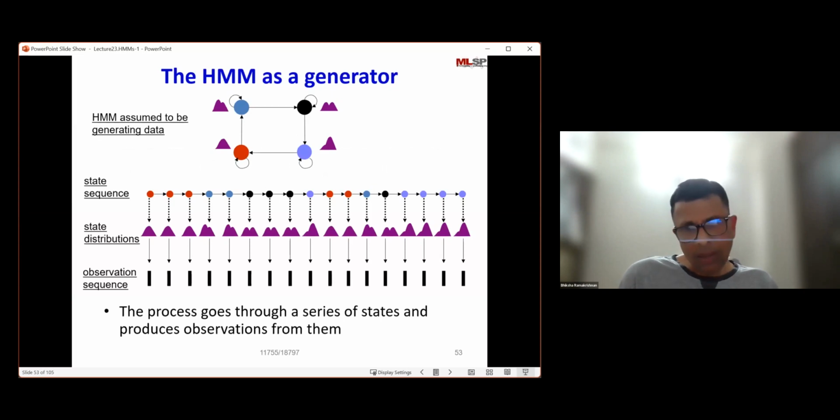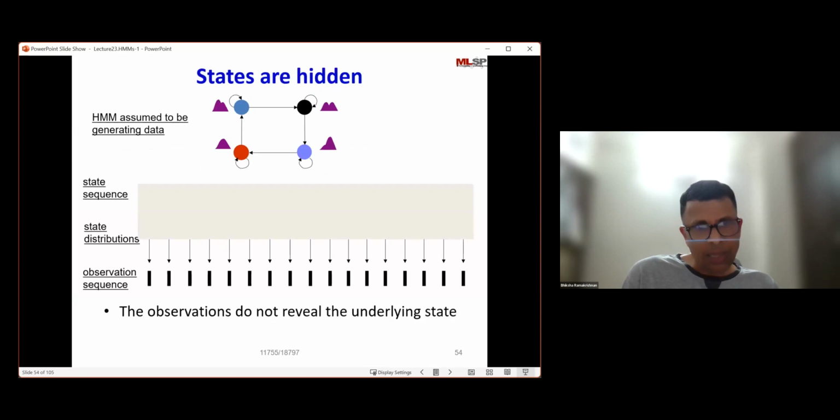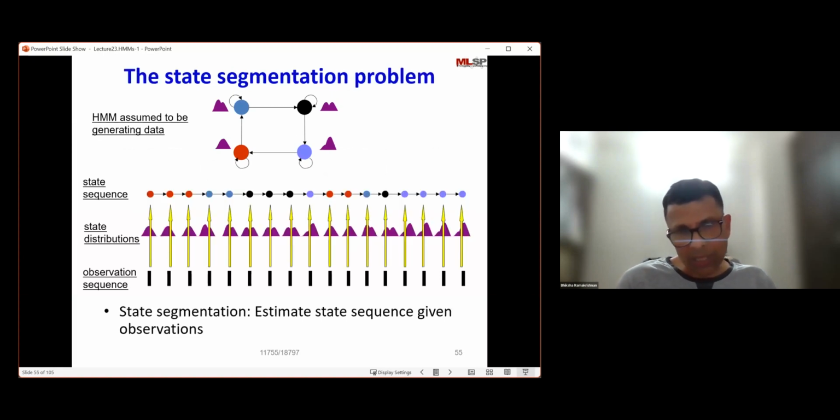So again, for this, let's go back and look at the HMM as a generator. The process first goes through a sequence of states, and at each time it draws an observation from the distribution associated with that state. Except you're only given the observation sequence. And based on this observation sequence, you have to determine the state sequence.